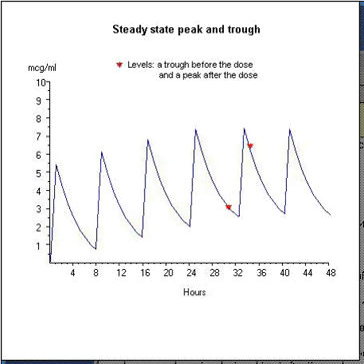This is probably the most popular method, the steady state peak and trough method. You draw a trough, then give the dose, and then draw a peak after the dose. Again, this is the steady state method. The patient must be at steady state for the analysis to be accurate.